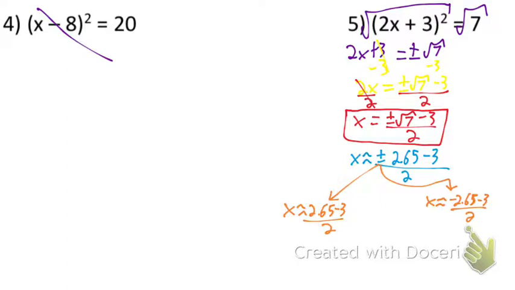So here, what's 2.65 minus 3? Negative 0.35, and we're going to divide that by 2. So go ahead and do negative 0.35 divided by 2. X is approximately negative 0.18, or 0.18 because I said round to 2 decimal places. That'd be correct, yeah. So that's one answer.